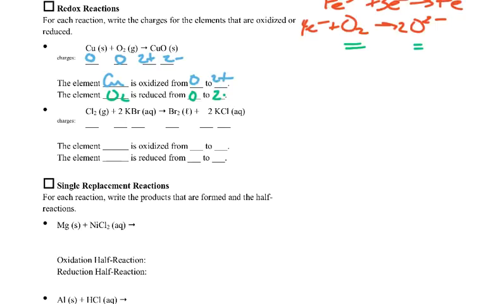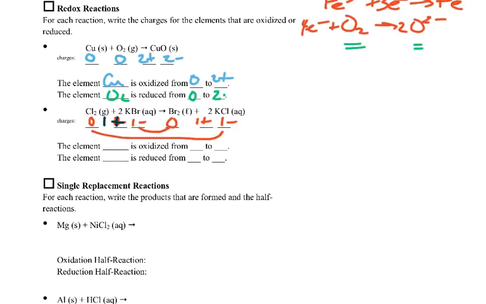Okay, same thing, next one down. Here we have chlorine, that's a 0. Here's bromine, that's a 0. The compound, this is 1+ and 1-. And this KCl is 1+ and 1-. So who is changing? Well, the chlorine here, that's changing. And the bromine, that's changing. The potassium is not changing. That's a 1+, not an H. Okay, so who is changing here?